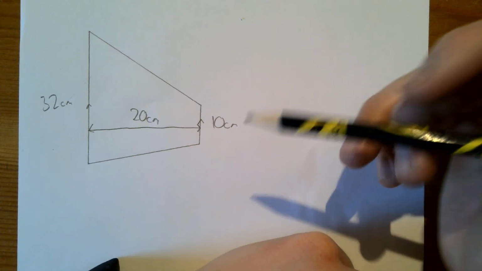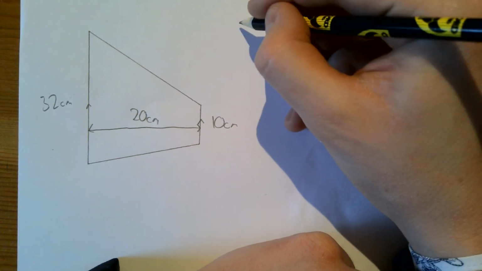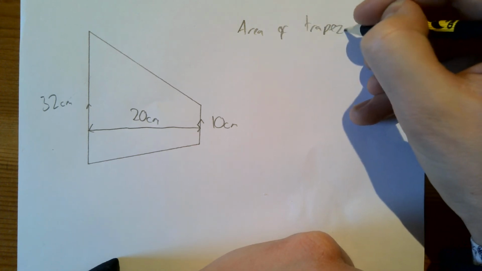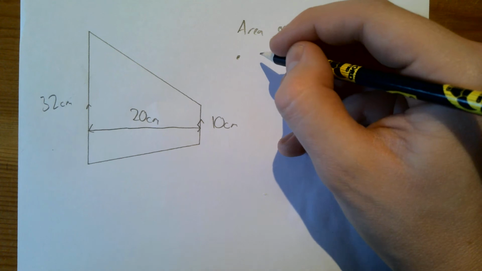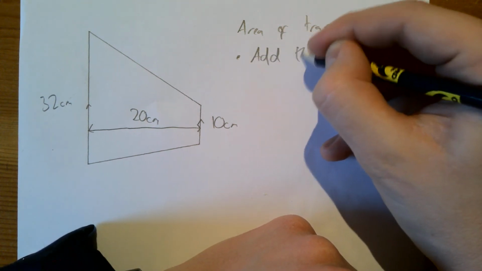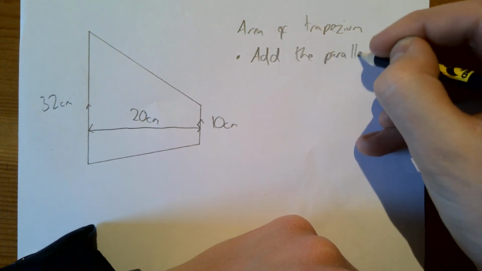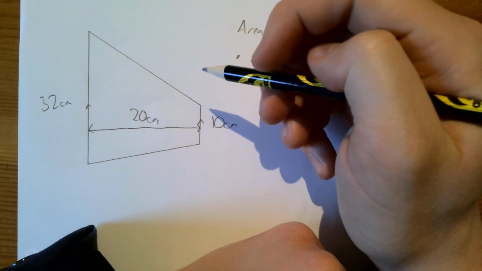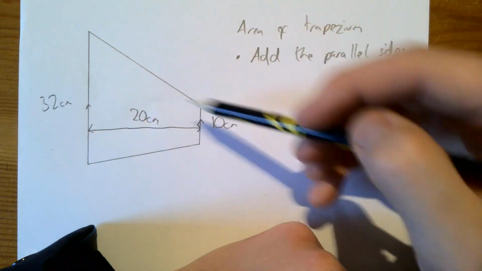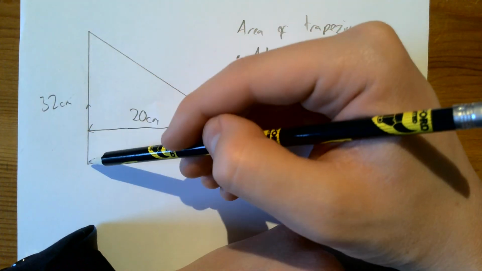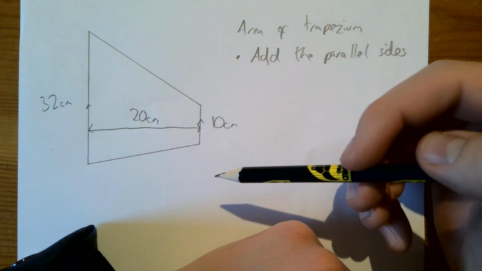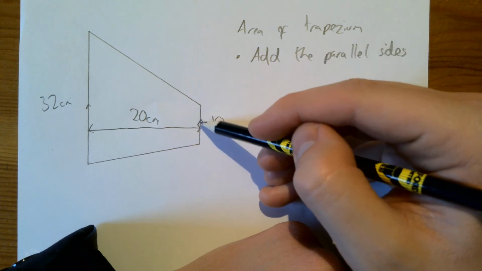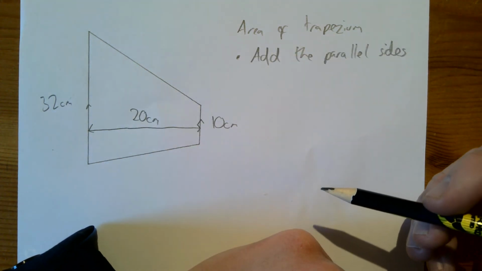There are three steps we need to do. Let's put a little subtitle: area of trapezium. The first step is to add the parallel sides. Remember, parallel sides are the two that are going in the same direction, like train tracks. If I extended this side and this side forever and ever, they would never touch. And you can see those little arrowheads that they're marked with, that shows that they're parallel.